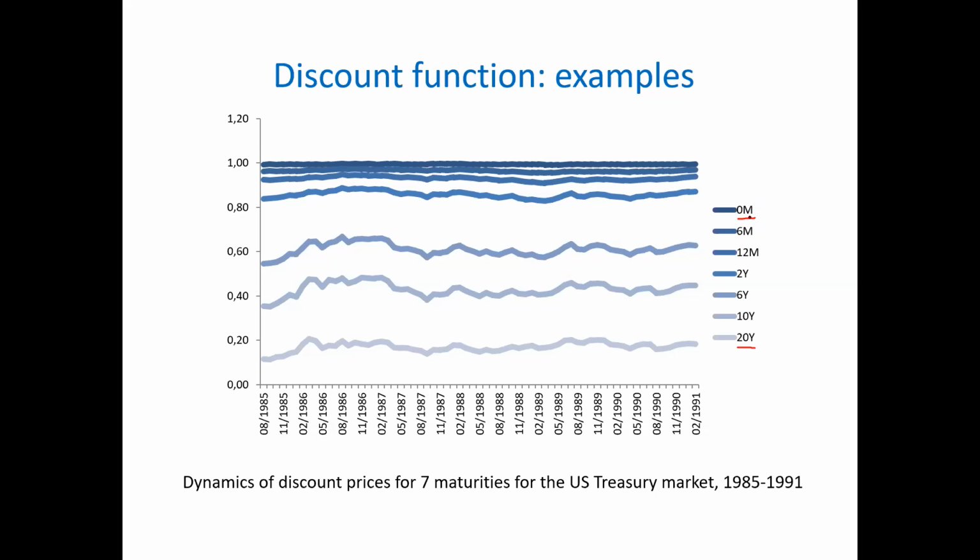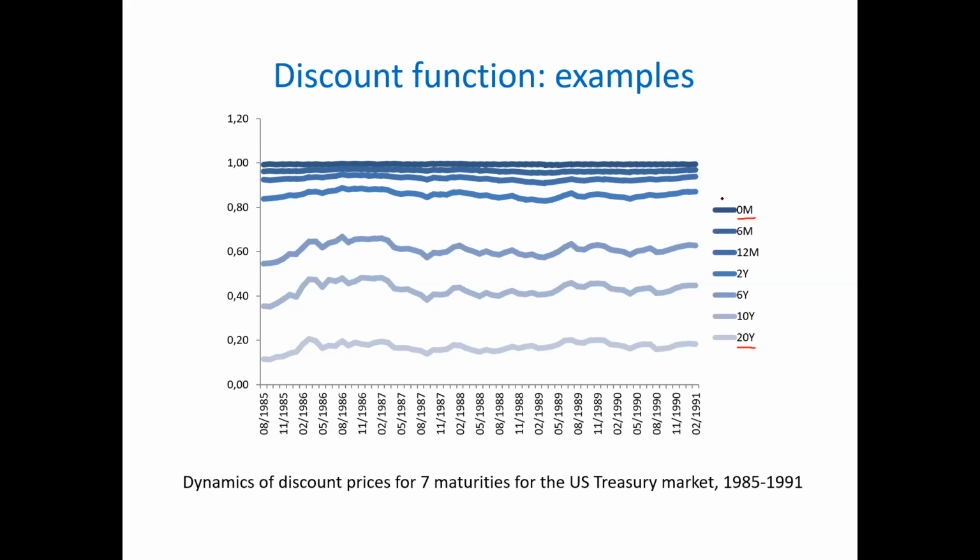Because if it were just today, then this line would be just straight at the level of 1, because we know that the discount price for a bond which matures today is strictly equal to 1. But you see that it's not a straight line. It still has some variation. So it only means that we have something like an overnight period, and this discount price corresponds to an overnight discount yield or overnight interest rate.